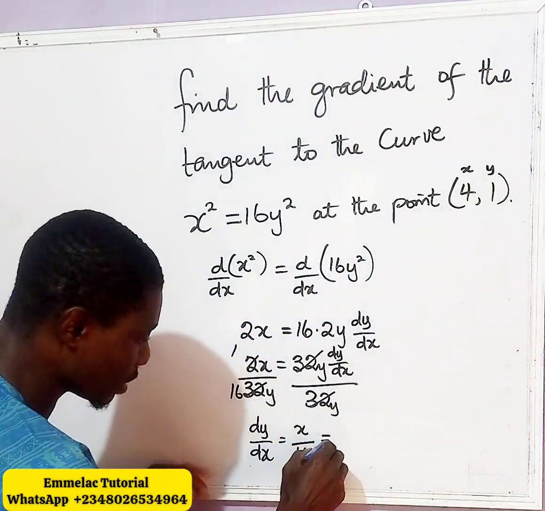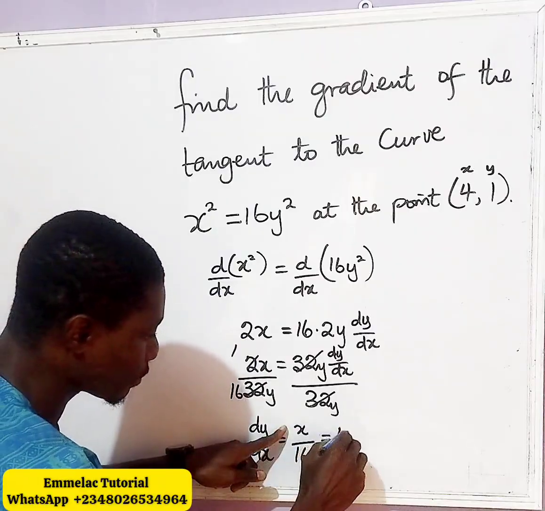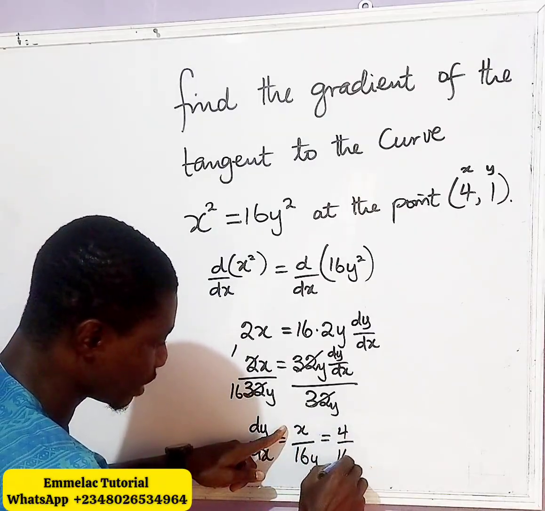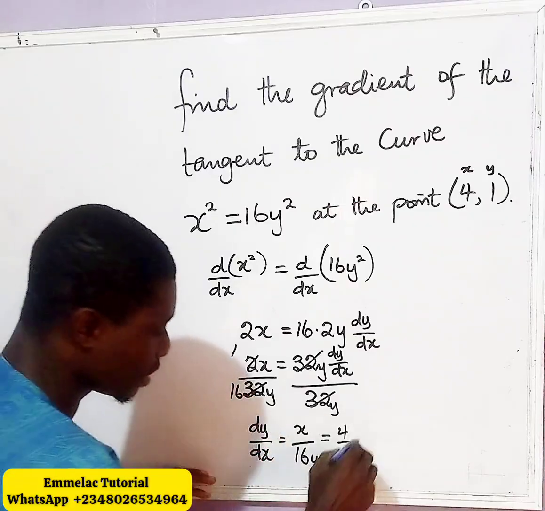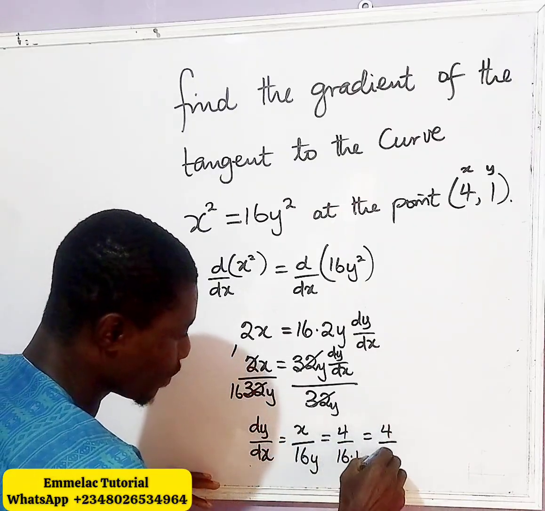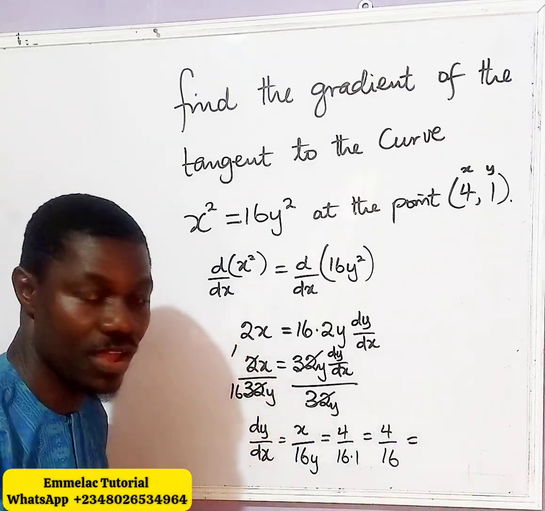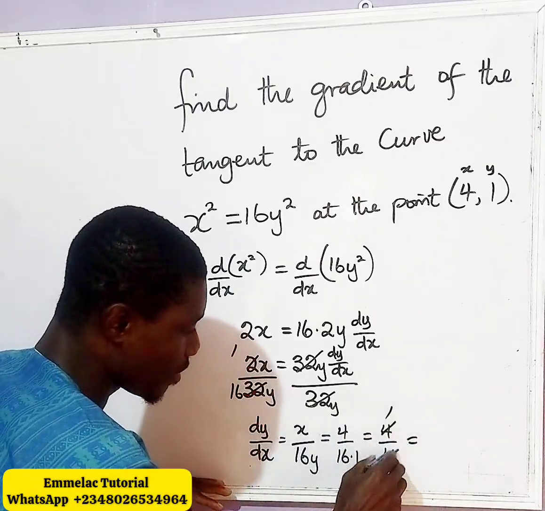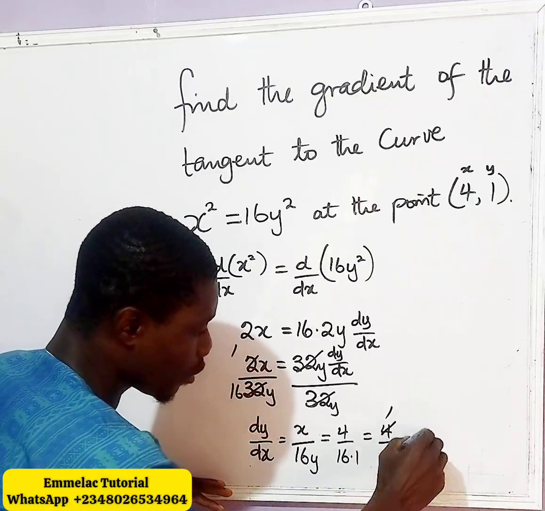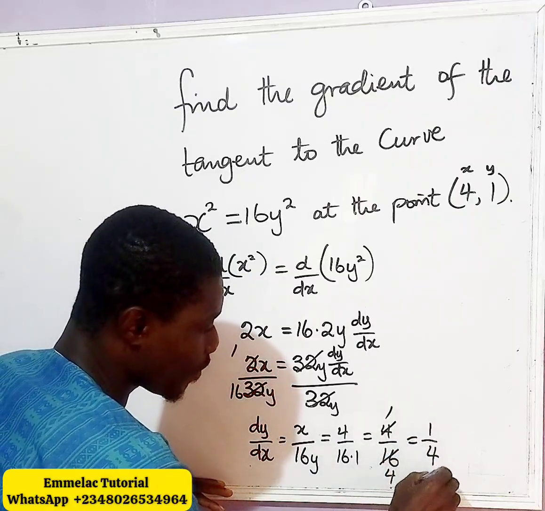So let us do that. x here is 4, all over 16 times 1, giving us 4 over 16. Simplifying further, 4 into 4 is 1 and 4 into 16 is 4, so that will be 1 over 4.